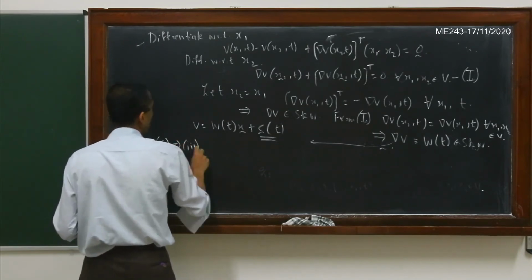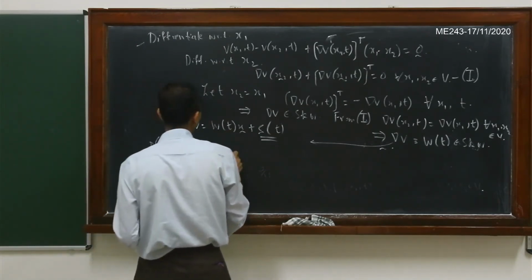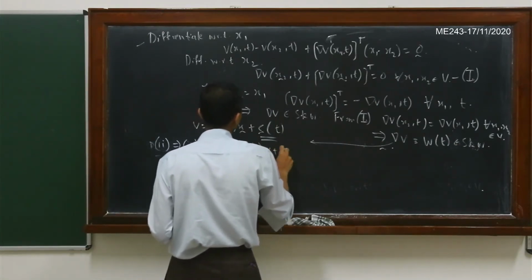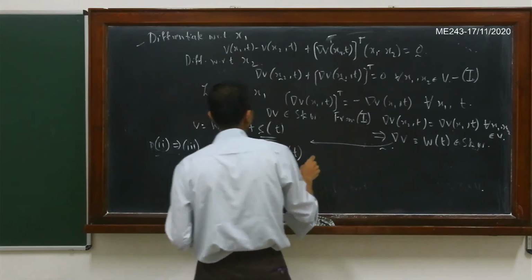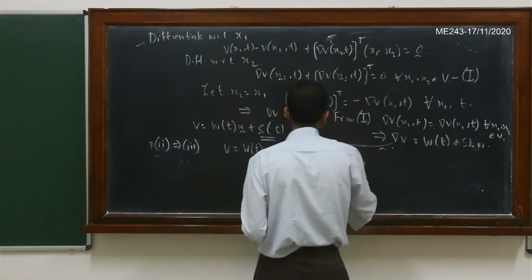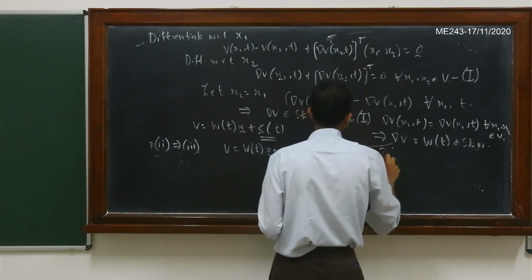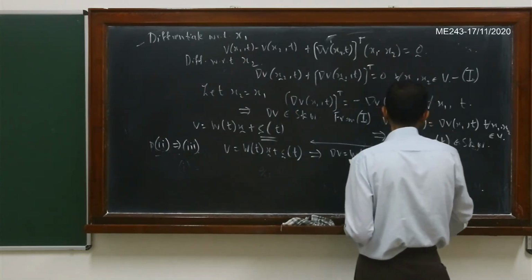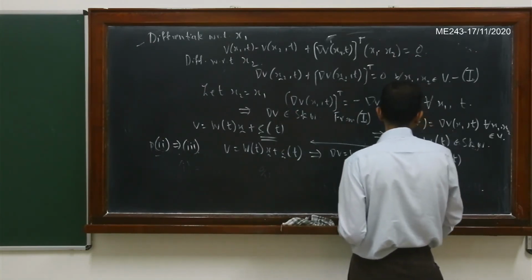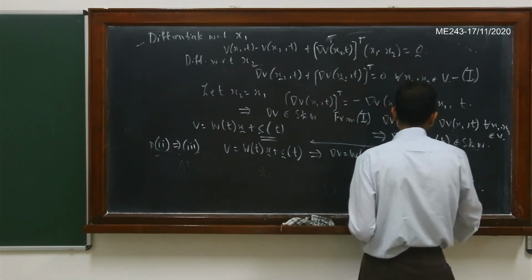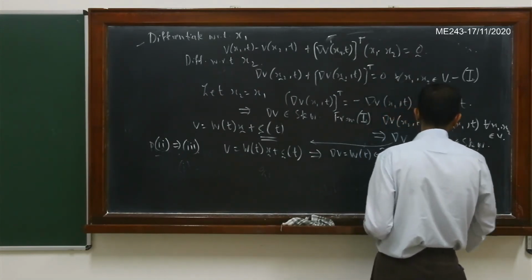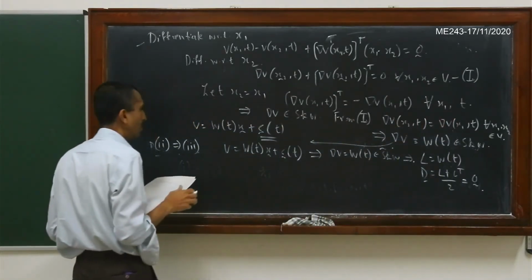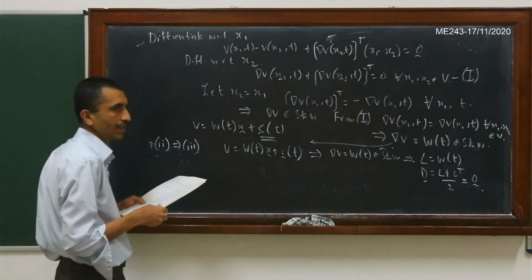Here, if I just simply take the velocity gradient, since v is now w of t times x plus c of t, this will imply that del v is equal to w of t, which belongs to skew, and this will imply that L is equal to w of t, and d, which is equal to L plus L transpose divided by 2, will be equal to 0. So this part is a trivial part, and now again the 3 implies 1 is a non-trivial proof.